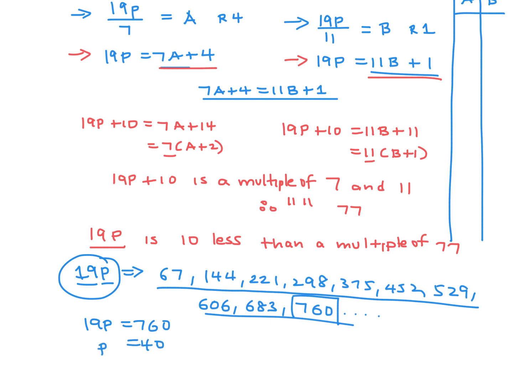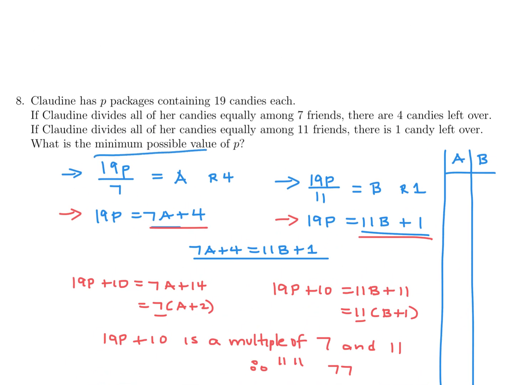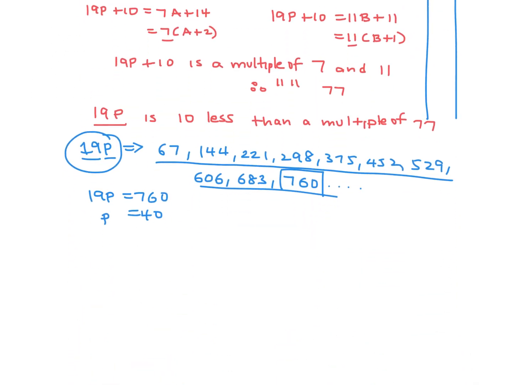And the reason we're choosing that one is because I think they wanted the minimum possible value. Because if you keep going here, you're going to eventually find another value that's a multiple of 19, but they want the minimum one. And that's how we arrive at p equals 40.